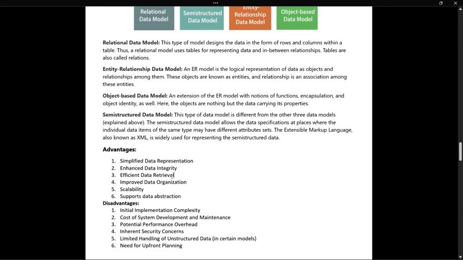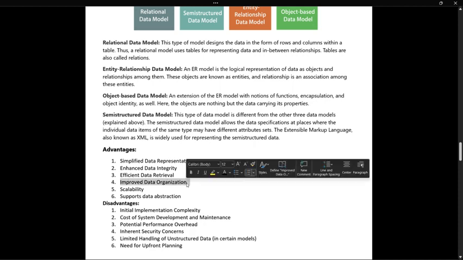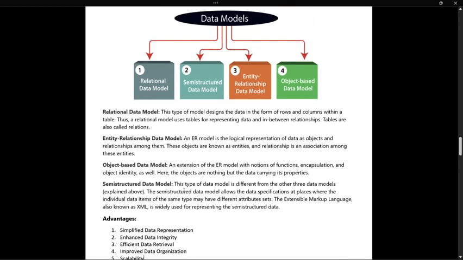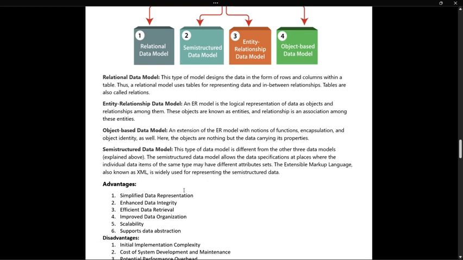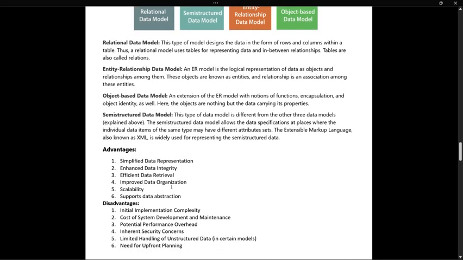Efficient data retrieval means the accessing of data. For example, in a database management system, if we model the data in a clear and easy way, then it is easy to retrieve the data, right? That's it. So, improved data organization. Basically, when we model the data, we'll have a clear idea, and step by step we'll implement how the data is going to be structured and shaped. Once the data is organized in a correct manner, then it is easy.